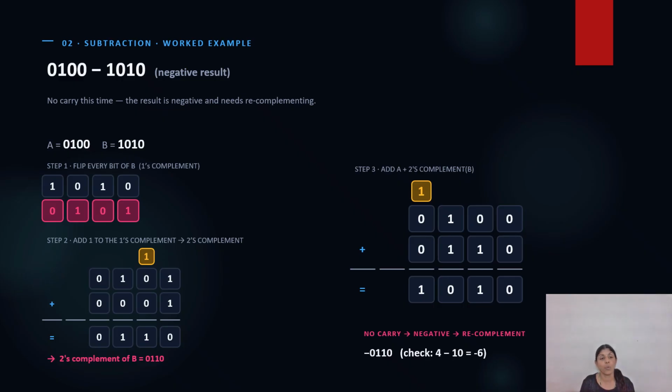But what kind of subtraction are you doing? 2's complement addition based subtraction. So again, what do you have to do? The least significant bit should be added with 1. In that way, what is the result you will get? 0, 1, 1, 0, right? But it is a negative number, so that's why I have given the negative sign there. So earlier itself, what is the result we got? 4 minus 10 is equal to minus 6.